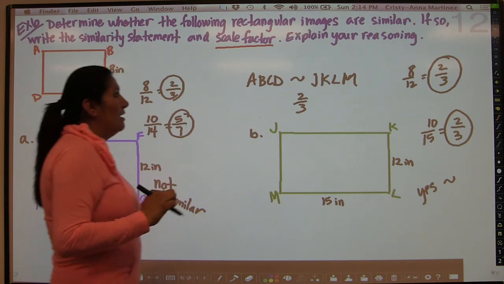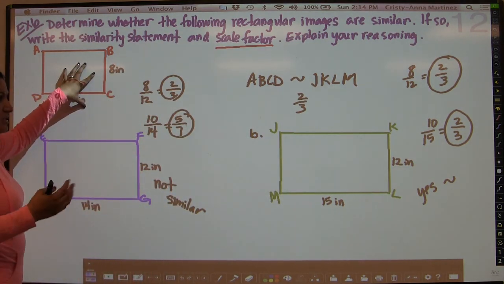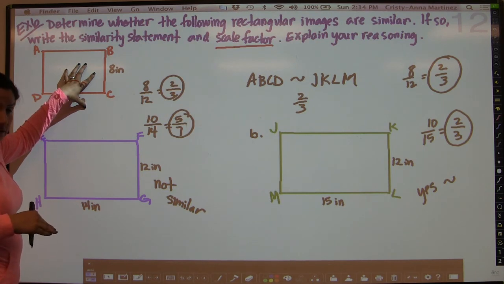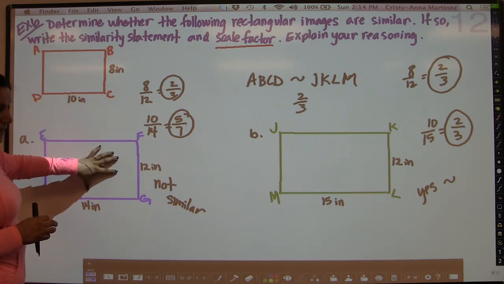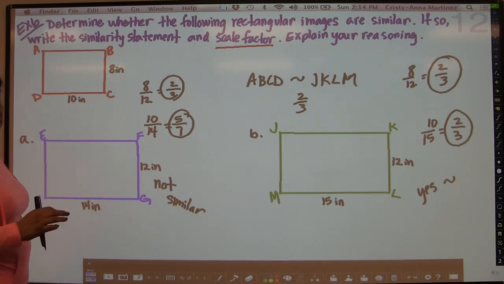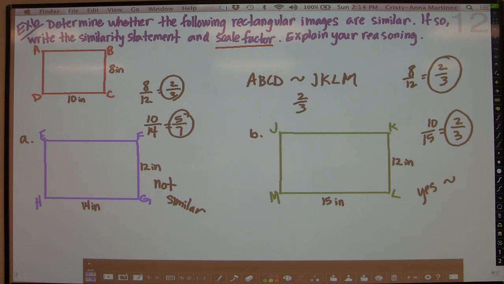But notice that if I had gone from the larger figure to the smaller figure, the scale factor would be 3/2. Okay, but again, you always want to go from the first to the second, unless it specifically tells you to go from smaller to bigger or bigger to smaller. In this case, they didn't, so we're going to go with first to second, so we're going to get 2/3.